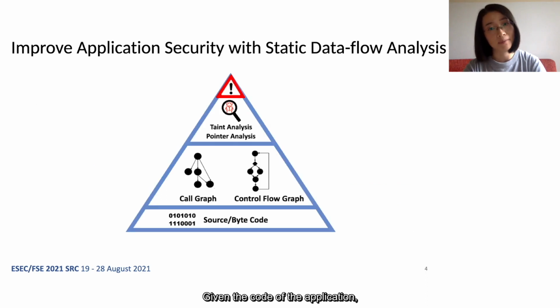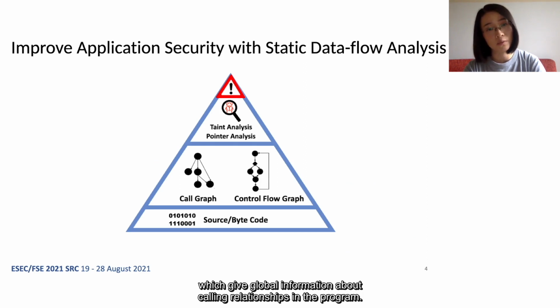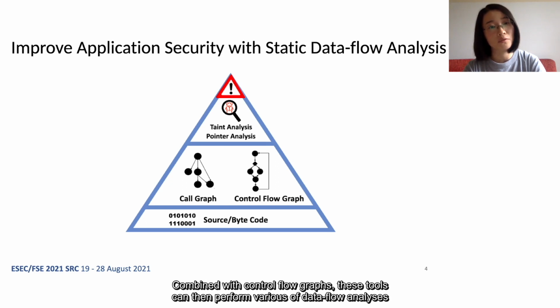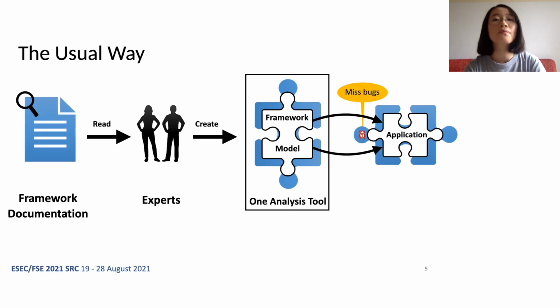Given the code of the application, static analysis tools need to create data structures such as call graphs, which give global information about calling relationships in the program. Combined with control flow graphs, these tools can then perform various data flow analyses, such as taint analysis, to detect vulnerabilities. Since the frameworks are usually very complex, most analysis tools do not analyze them, but rather model them.